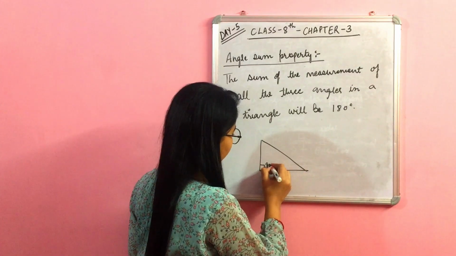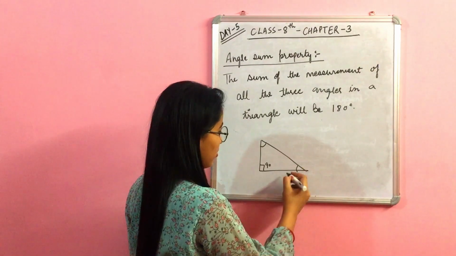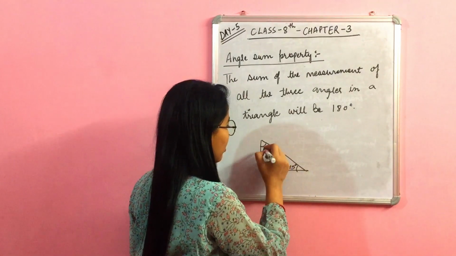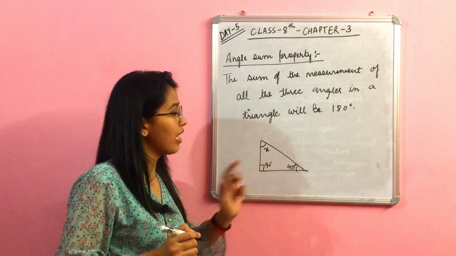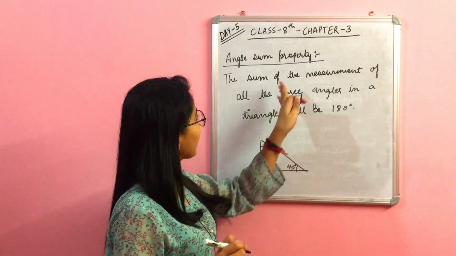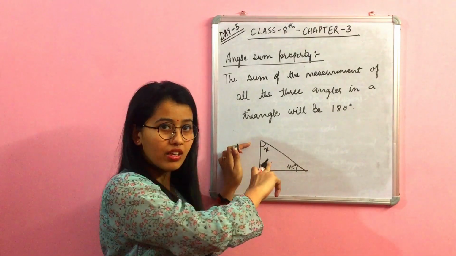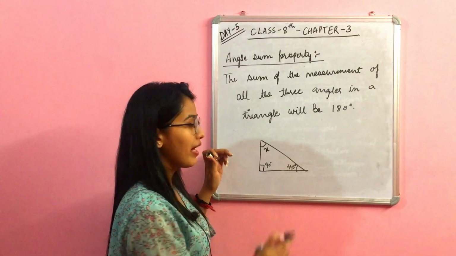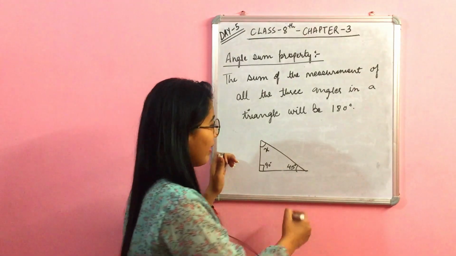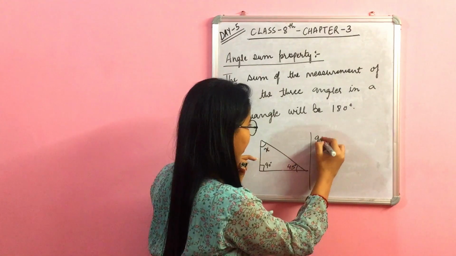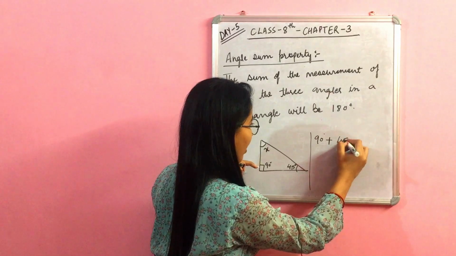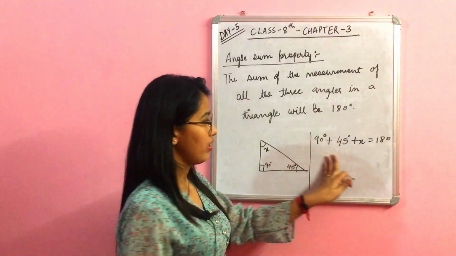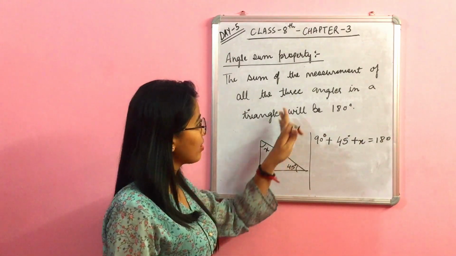This is 90 degrees, and we have to find the other angles. Let us say this is 45 degrees and we have to find the third angle. Let us assume this angle is x. Now by the angle sum property we know that this is a triangle, so the sum of all these three angles will be 180 always. So I can write 90 degrees plus 45 plus x is equal to 180. This equation can be formed with the angle sum property.